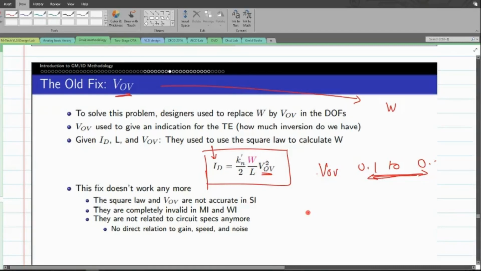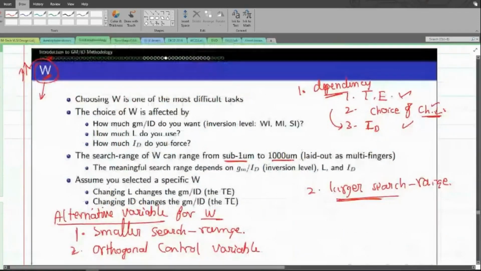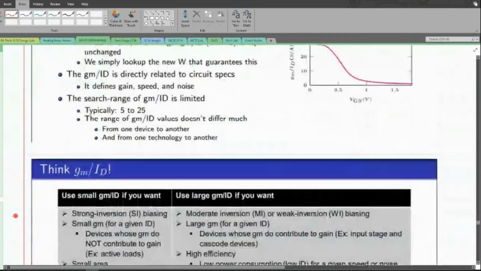Now I'll talk about the issue of using this VOV. The issue is that the current equation that I've written down is no more valid. Even in strong inversion, this square law model is not going to work. Even if you use a longer channel, when the value of VDS becomes large, you will end up having the drain induced barrier lowering effect, because of which the square law model fails. And you cannot use it for moderate or weak inversion based on this particular formulation. Because of these reasons, we were forced to find a new fix for this variable W, and that new fix is nothing but our gm over ID.